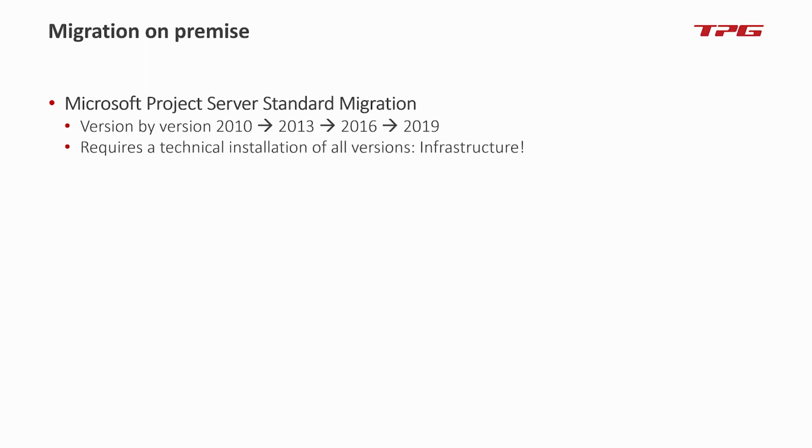As I said before, it goes version by version. It requires a technical installation of all versions, which first of all means infrastructure. Yes, I do need to set up virtual machines or servers, for example, coming from 2013 I need to install a 2016 environment. This can be a single box, don't worry. The single box can have SQL Server, SharePoint Server 2016 and Project Server 2016. Then you do the first step of migration.